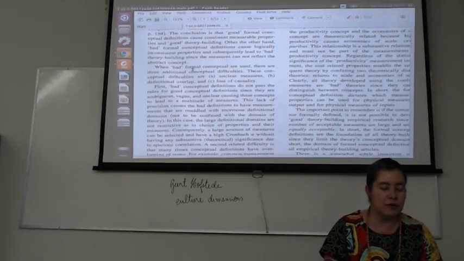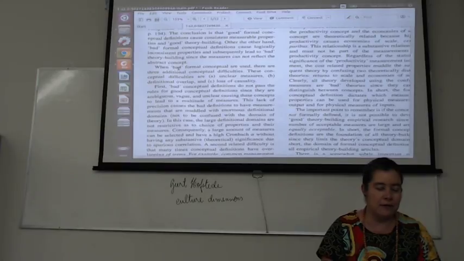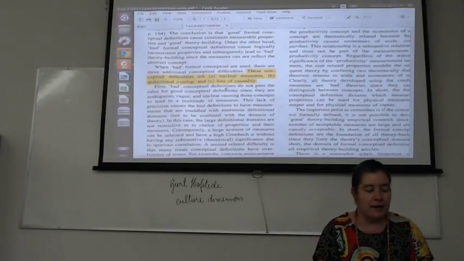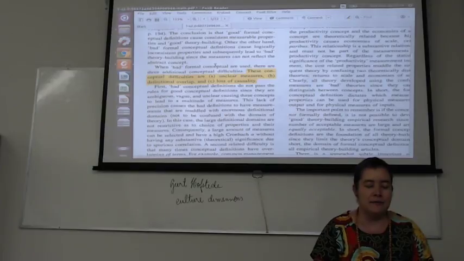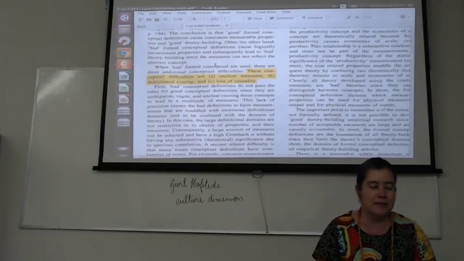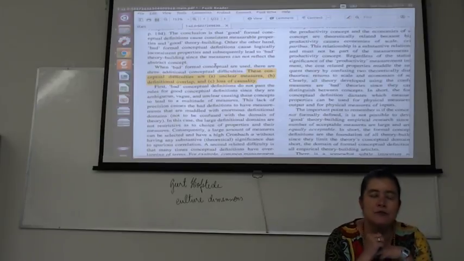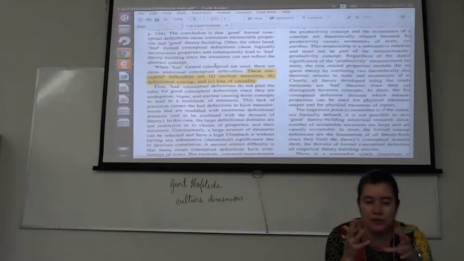When we construct, involuntarily, a bad theory, usually these traits appear. We usually have unclear measures. We have concepts that are not very well defined. They don't have very good questions on the surveys to measure that concept.